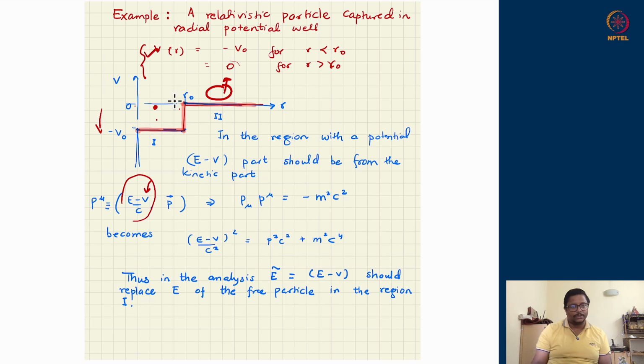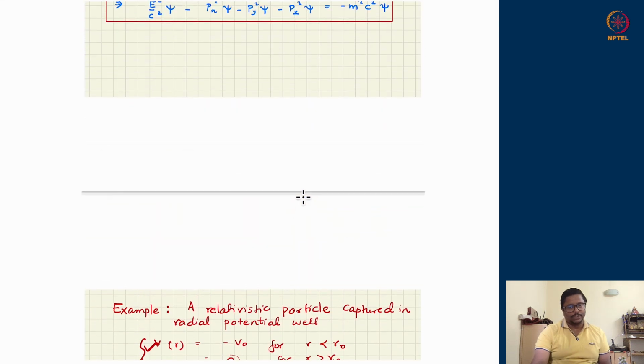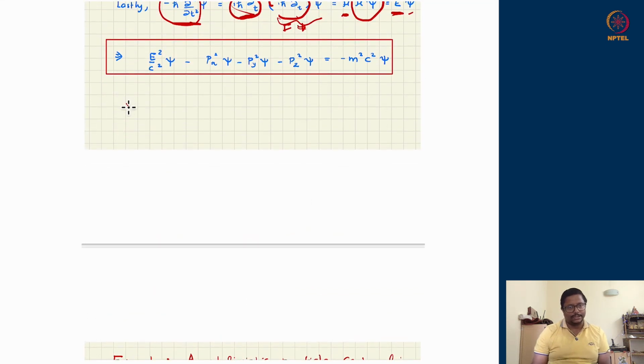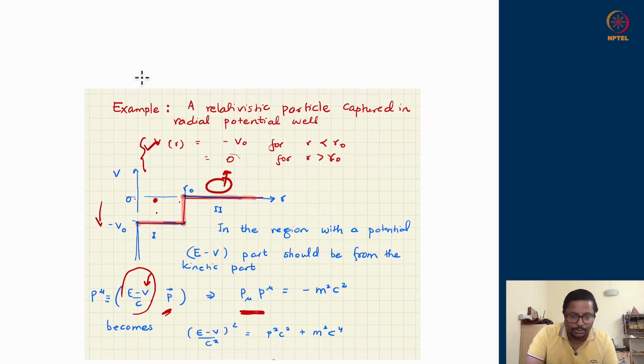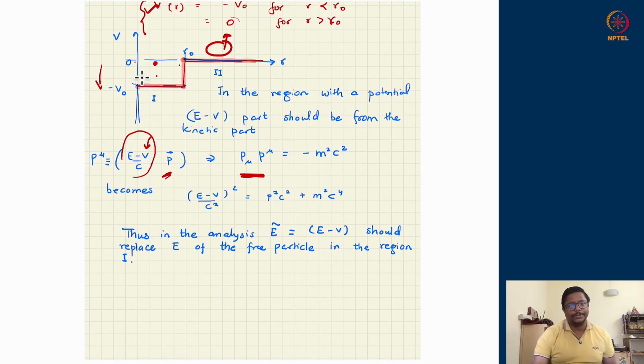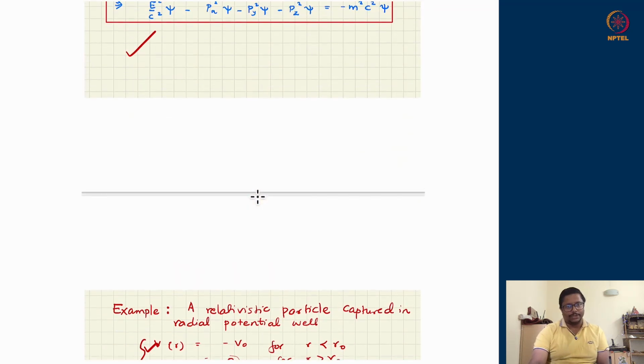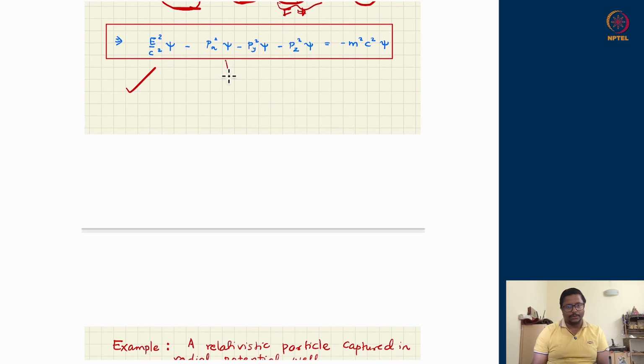E minus V is equivalent to E plus V naught divided by C, and the usual 3-momentum P. And they have to satisfy the same wave equation, P mu P mu is equal to m square C square, the equation which we have written over here. This is the relativistic description. So let us open it up and write it down. The zeroth component is this. All the spatial components in this equation come with a negative sign, so they can be taken to the right hand side of the equation.